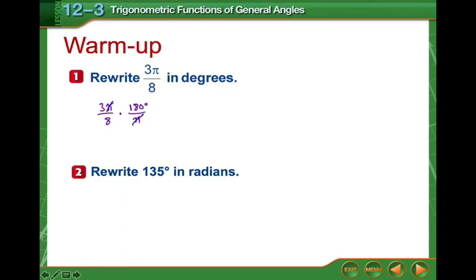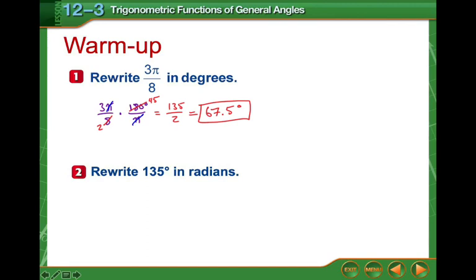We can simplify this down a little bit so it makes the multiplication just a little bit easier. 180, of course, is divisible by 8, they're both divisible by 4. So 180 divided by 4 is 45, and 8 divided by 4 is 2. Now we can go ahead and multiply across. 3 times 45 is 135, and then 2 on the denominator times 1 is just 2. So 135 divided by 2 gives us 67.5 degrees.